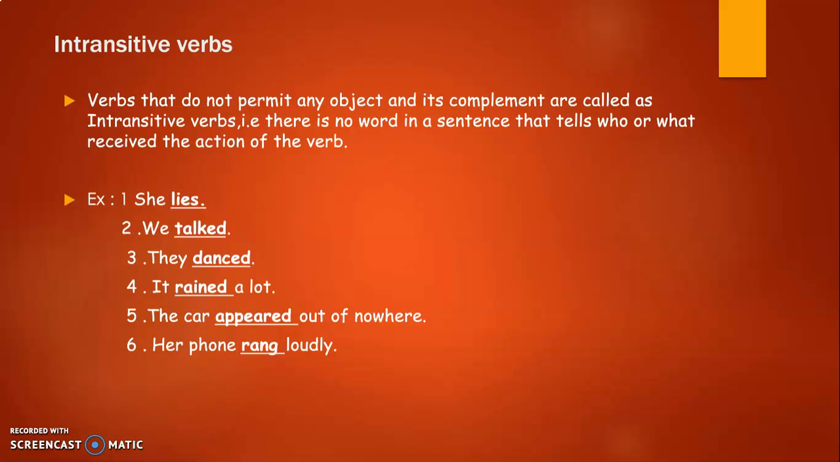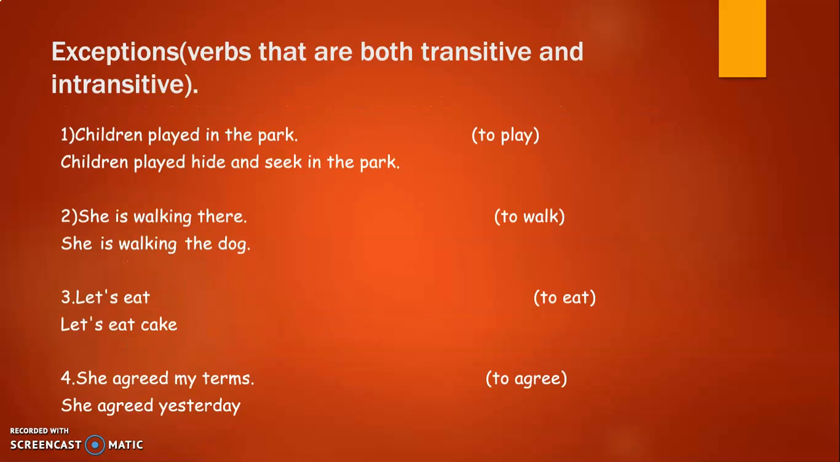But there are a few exceptions. Verbs which are both transitive and intransitive. Children played in the park. So here, played is the intransitive verb, because there is no object in the sentence. They played what? They played hide and seek in the park. In this case, played is the transitive verb.